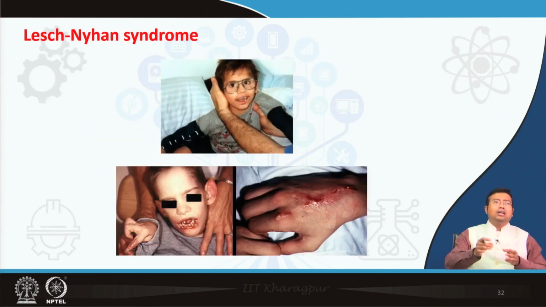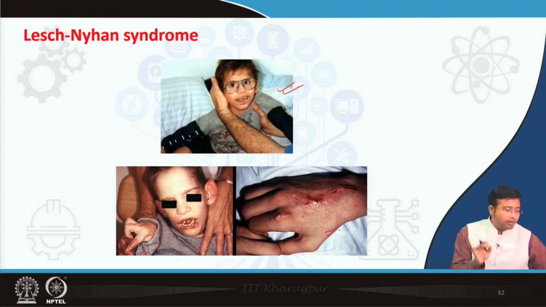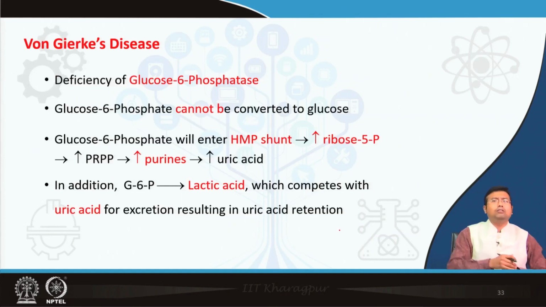Here we can see a few cases, where this is a mentally retarded child, the look says so, as well as a child who has bitten his or her own fingers. So, self mutilation, aggressive behavior, multiple choice question: Lesch-Nyhan syndrome, HGPRT deficiency. Now, one very important thing that was left out is von Gierke's disease. Why does von Gierke's disease lead to hyperuricemia? You already know von Gierke's disease is characterized by glucose 6 phosphatase deficiency. Therefore, glucose 6 phosphate cannot be converted to glucose.